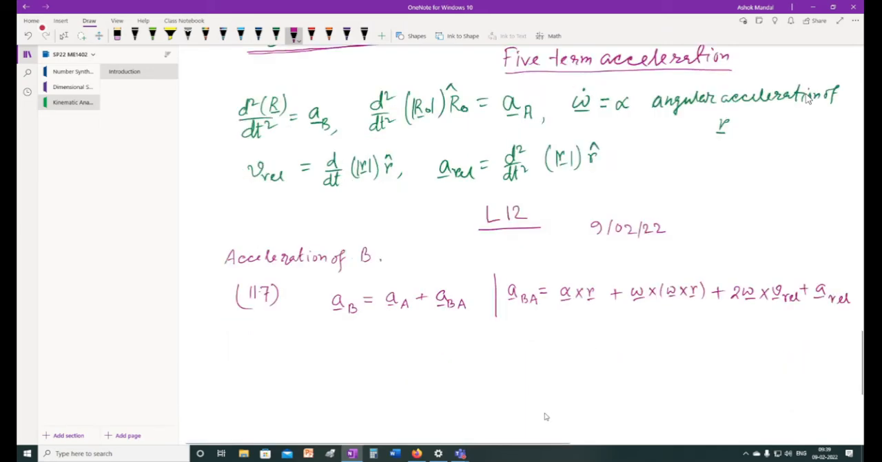Okay, so let me write here, this is the acceleration of A, and this is the acceleration of B with respect to A. Okay, let us understand what is this term. Alpha cross R.